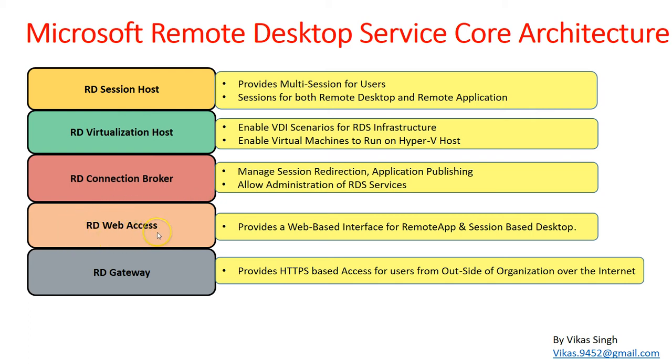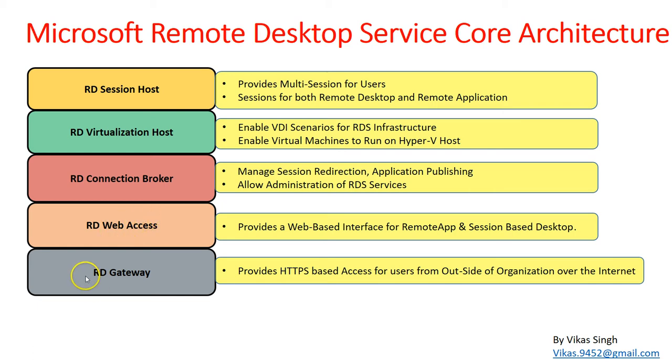The next role we have is RD Web Access. It provides a web-based interface for remote applications and session-based desktops. Users can go and log into an internet browser web page, and then they can log into their RDS infrastructure and use the applications published on the RDS farm or session host server. The RD Web server hosts your website, which gets all the configuration about the RDS infrastructure, and whenever you publish any application, it is published on RD Web Access. It's an IIS based website where all the applications you publish are available. So this is basically a web server running on the RDS IIS server.